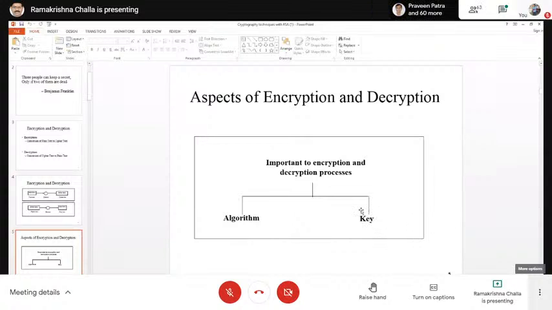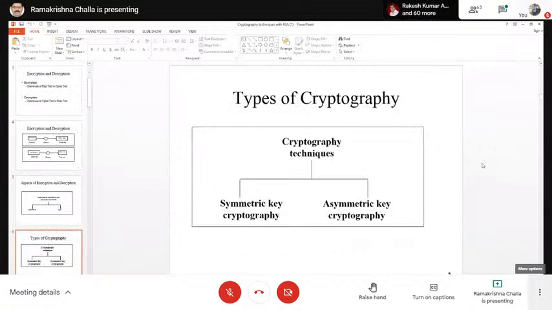So from this, we understand that algorithms, encryption and decryption algorithms, are usually public. Key is the one which is the strength for the security of the communication process, and it is to be kept secret, and the length of the key is also very important to maintain the secrecy in the communication. Based on this, cryptography techniques are broadly divided into two categories. One is symmetric key cryptography, the other one is asymmetric key cryptography.